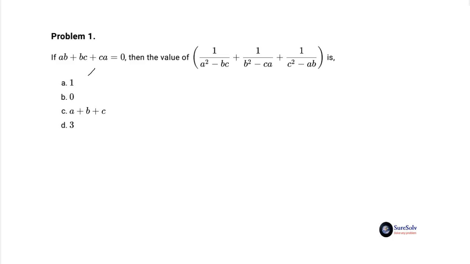You look at the given expression AB plus BC plus CA equal to 0 and the first denominator A square minus BC together and immediately discover the way out. You decide to use the similarity increase technique and replace minus BC with AB plus CA to get the first denominator as A square plus AB plus CA equal to A multiplied by A plus B plus C.